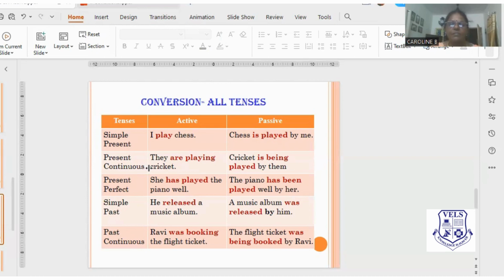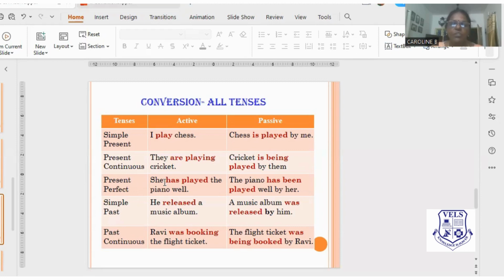Present continuous tense, they are playing cricket. It becomes cricket is being played by them. Whenever there is continuous tense, the be verb ing form, being, is used in the verb phrase, and is or are is used depending on the number of subject.